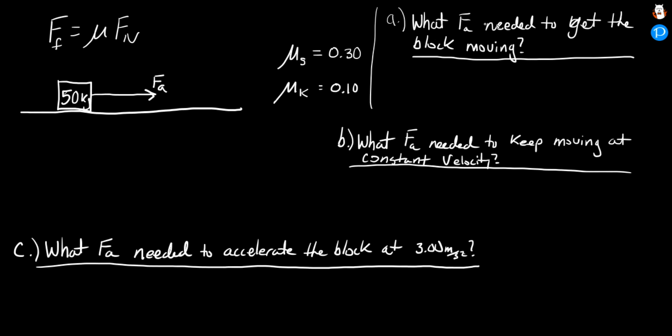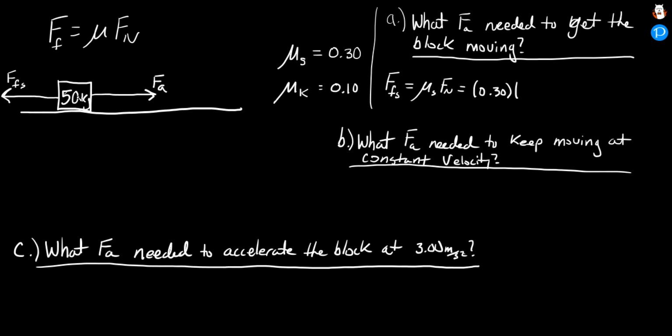The force applied here to get it moving is going to have to match, at the very least, that force of static friction, right? And so force applied is going to be equal to that force of static friction to get it moving. So really what I'm solving for is the force of static friction, which is going to be equal to mu of static friction times the normal force. So our mu of static friction is 0.3, and we're going to multiply that by the normal force.